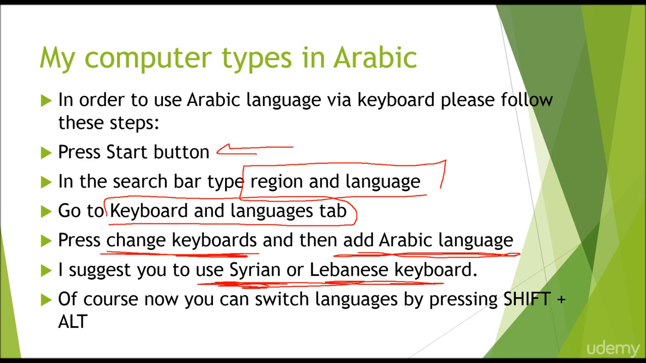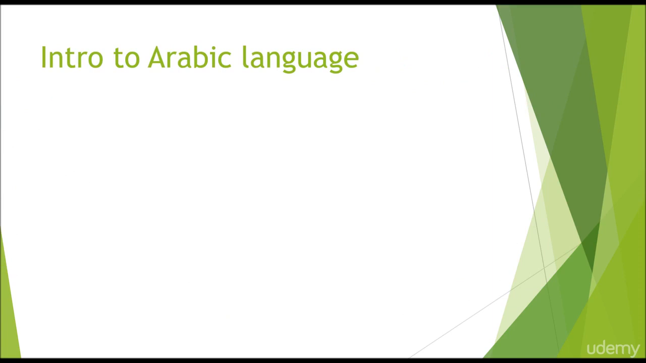So I really suggest you use the Syrian keyboard. Then you can switch the languages by pressing Shift plus Alt. When you press both buttons at the same time, Shift plus Alt, you will be able to switch language from, for example, English to Arabic, etc. If you still have no idea how to do that, please let me know and I'll follow up with you and tell you how to do this step by step.